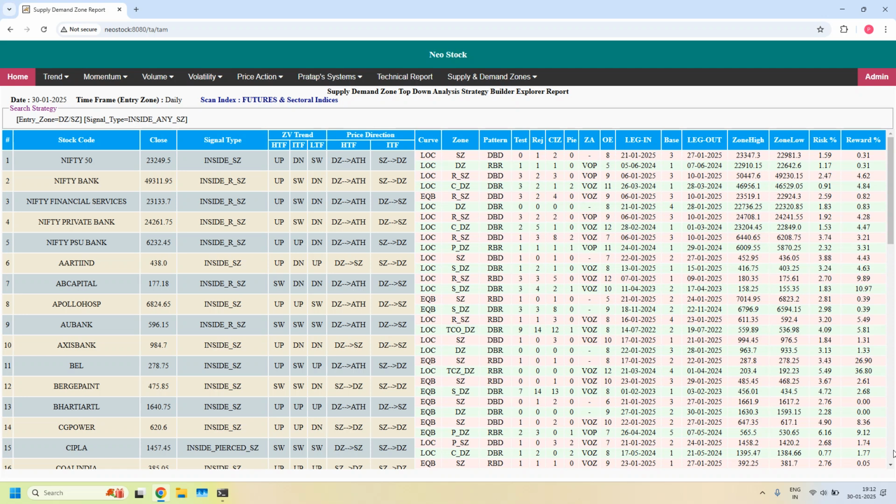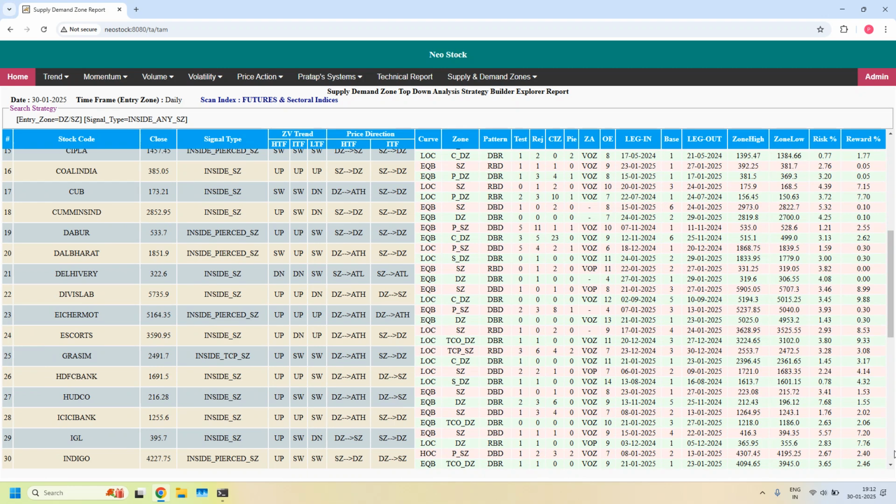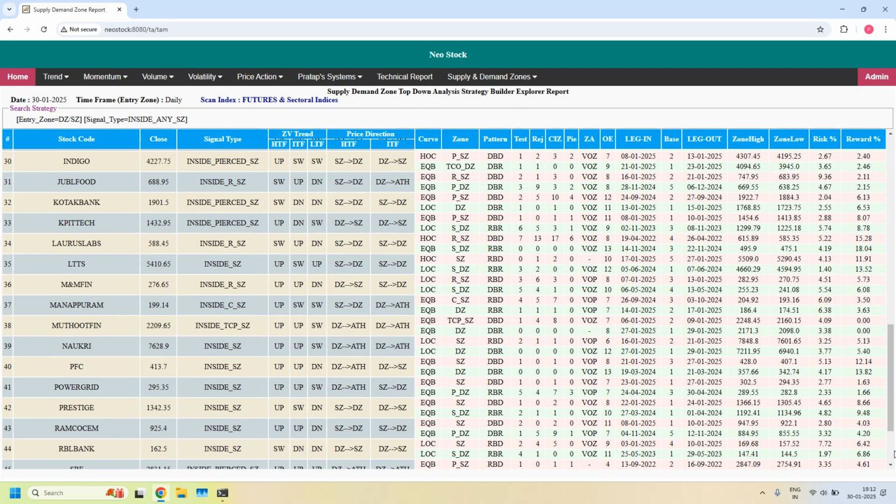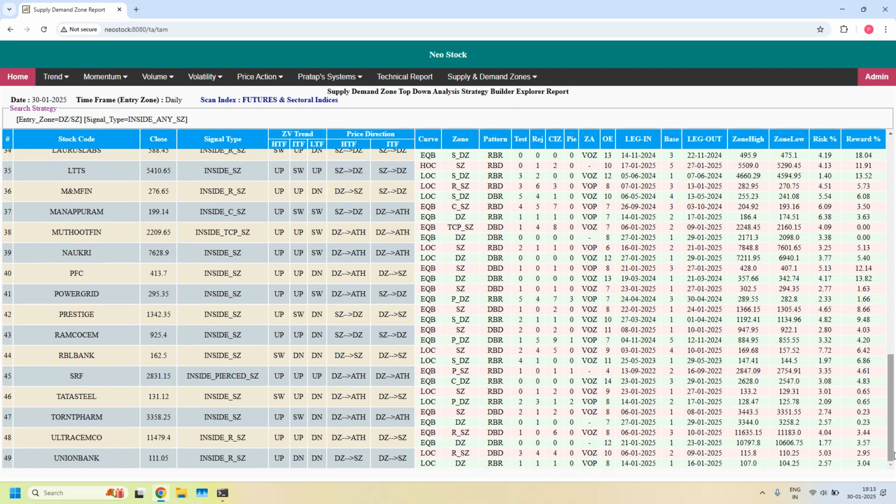If these supply zones are violated, daily trend will be changed. NIFTY will move on to daily trend change to uptrend. NIFTY Bank and FinNIFTY, the trend from downtrend will be changed to sideways trend. Okay, I am scrolling the list down. So total 49 stocks are filtered.